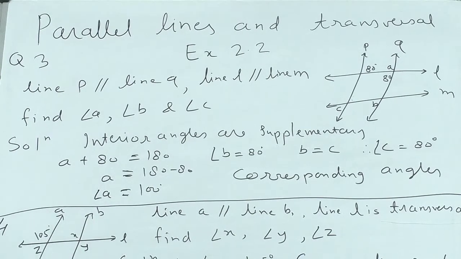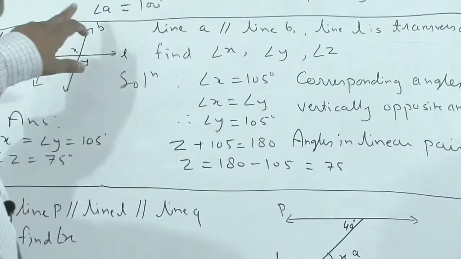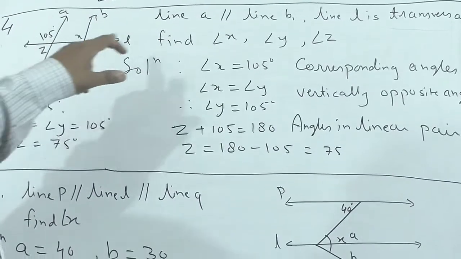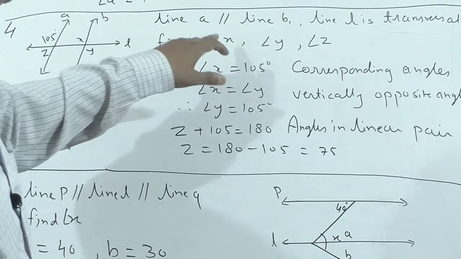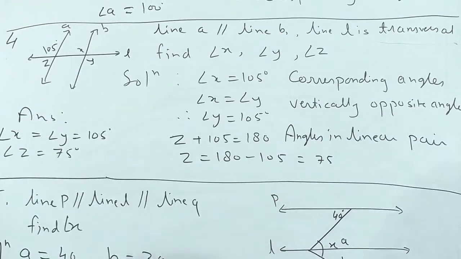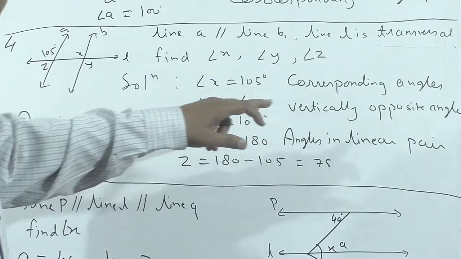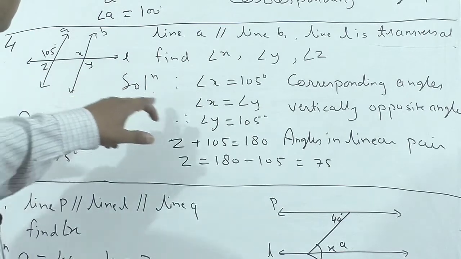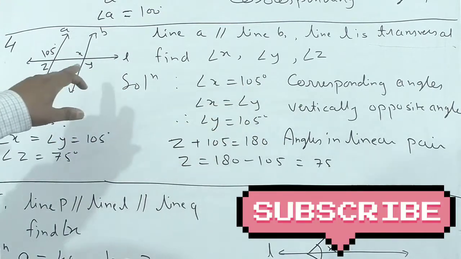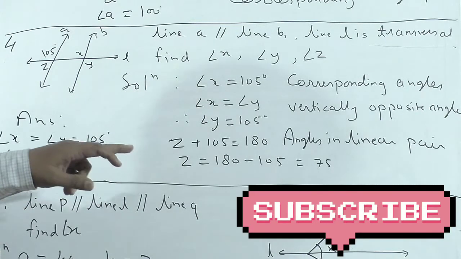Got it? Next sum number 4. Line A is parallel to line B, and this is the transversal, line L. You have to find angle X, angle Y, angle Z. Look at the figure. Angle X is directly 105, corresponding angle. Angle X equal to angle Y, vertically opposite. Angle Y is also 105, because angle X is 105.